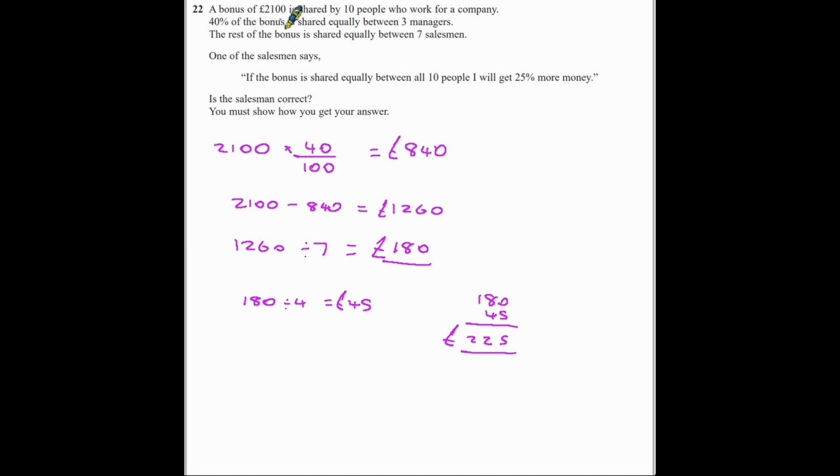Now let's look what actually would happen if the 2,100 were divided by 10 people. Then each of them would get £210. This is not as much as we've worked out for his 25% increase, therefore he is wrong. He's only going to get an extra £30 as opposed to the £45 he thinks he would be getting.